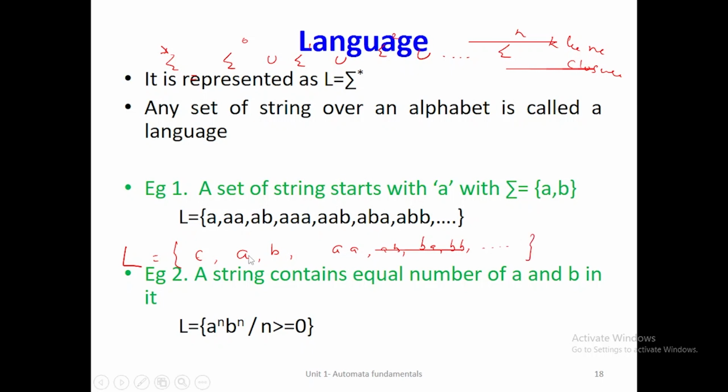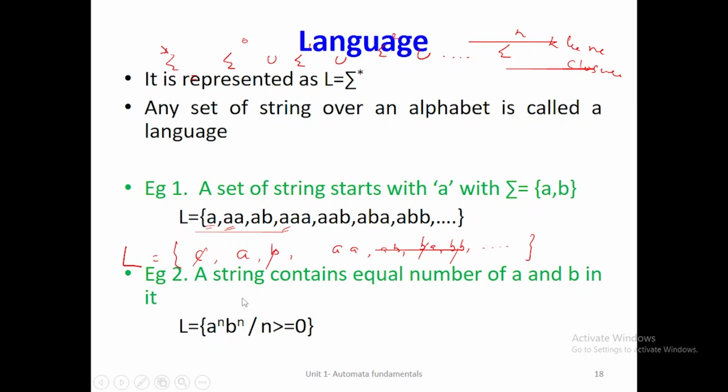But the condition behind this language is that all strings should start with A. So there is no possibility of B, no possibility of epsilon, and no possibility of BA, BB. All strings should have the first letter as A. If 2 length, the first letter should be A. If 3 length, the first letter should be A. So this is the way of framing a language.